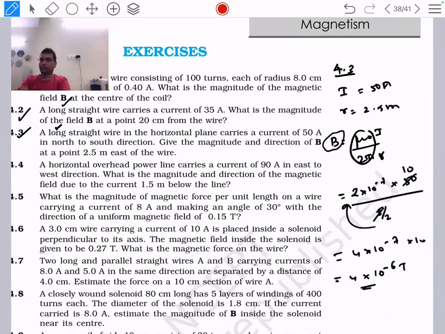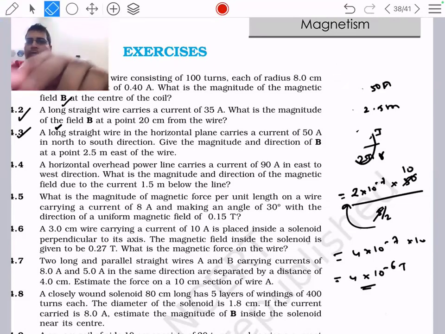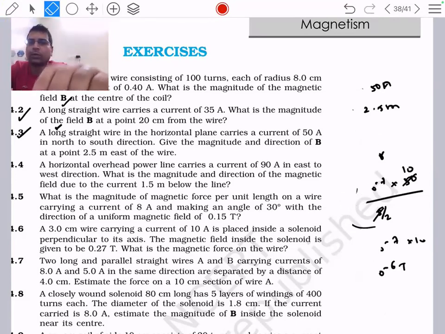I got magnetic field as 1.2 into 10 power minus 5, sir. Let me check it. 1.26. I rounded off to 1.2, sir. Are you getting 1.26? Let me check.